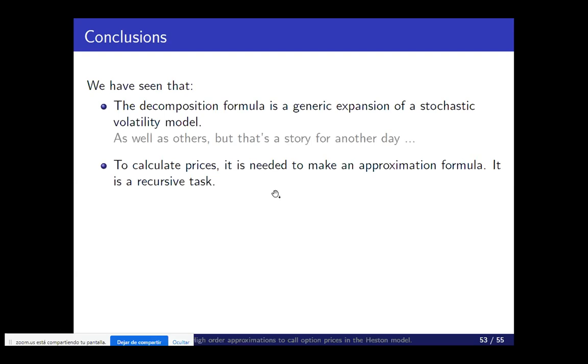To calculate prices, you need to make an approximation formula. It is a recursive task. We need to apply the same procedure to each of the terms to improve the approximation. We can get some intuition on some of them, like the Taylor expansion, where it's faster to approximate those terms. But for the stochastic Taylor decomposition, this needs to be calculated in a regular way. It's difficult to know which terms are the important ones.